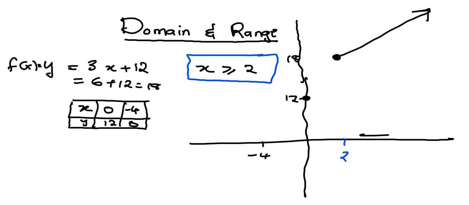This is the straight line y equals 3x plus 12 for the domain greater than or equal to 2, meaning the range also is going to be greater than or equal to what? 18, because all y values start from 18 going up. So this is basically what you see in terms of them restricting a domain.